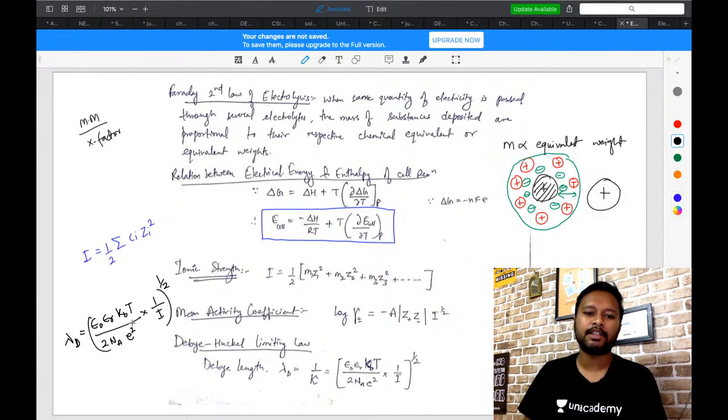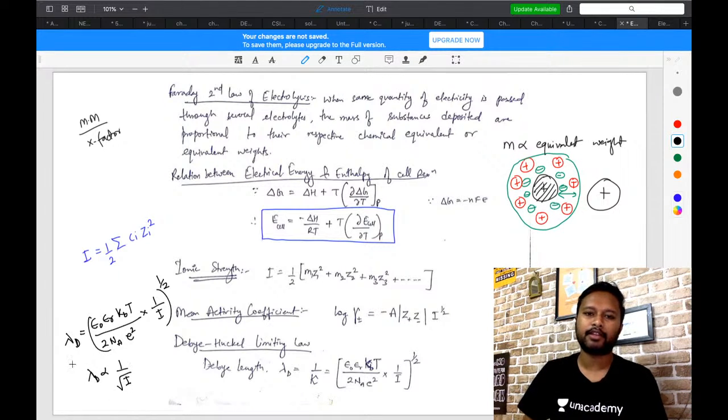So you have to see that Debye length has all the other things constant except the temperature. If temperature is kept constant, that also remains constant. The only thing which is going to change is the ionic strength. So Debye length is inversely proportional to the square root of ionic strength.